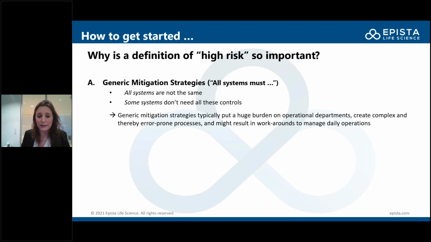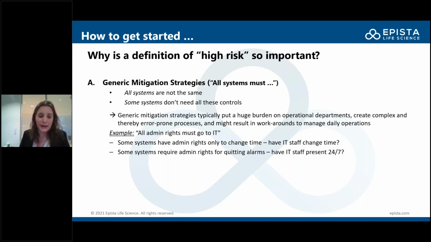You're creating complex processes that they need to work with. And thereby you're actually making them more error prone, or even worse, you're encouraging your operational departments to actually bypass and develop workarounds because they say, well, we can't keep up with all of that. What is an example for something like that? I have seen companies defining, and that's tying into the slide before, requirements like all admin rights must go to IT. The IT department is independent, that should manage everything.